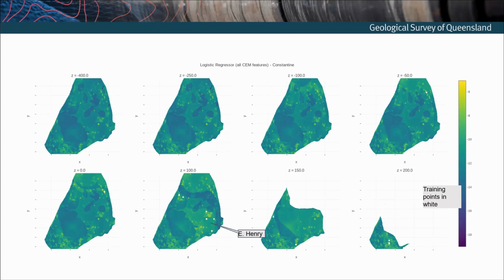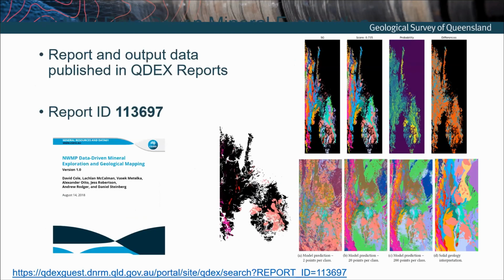Similarly, with weights of evidence modeling, one of the important tenets is that all your inputs are conditionally independent, and we know that in geoscience we don't have conditionally independent inputs. So I think it's just another way of looking at this data and seeing what we can extract out of it. That report and the output data is published on QX Reports as well, and there's a link down the bottom there, and in the chat box.